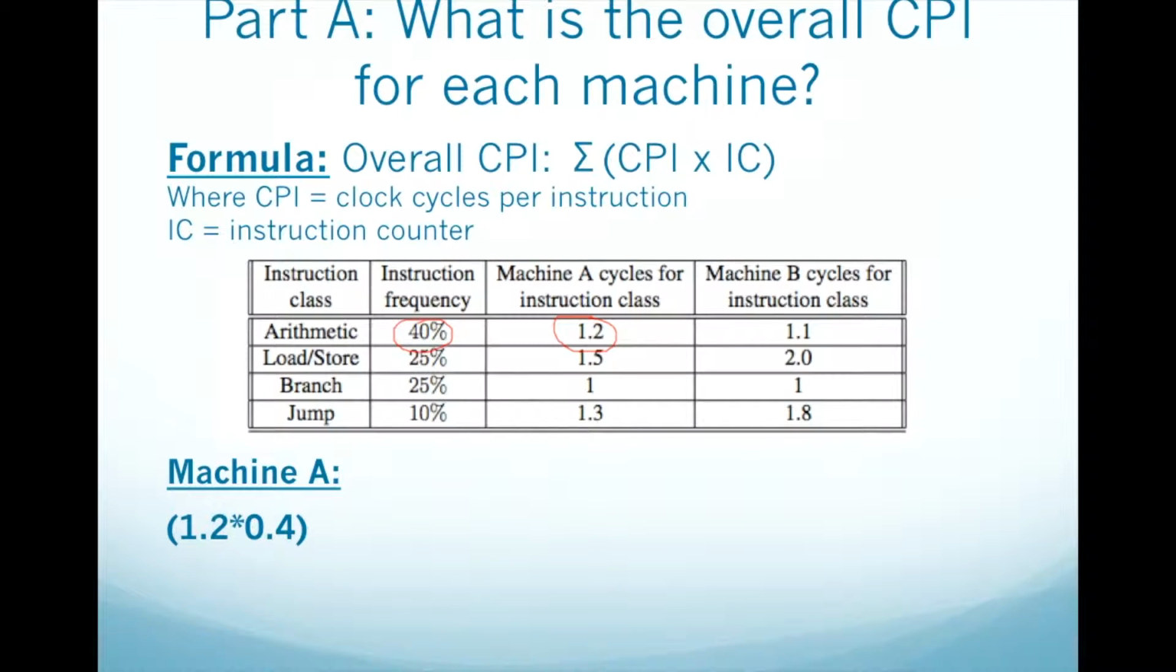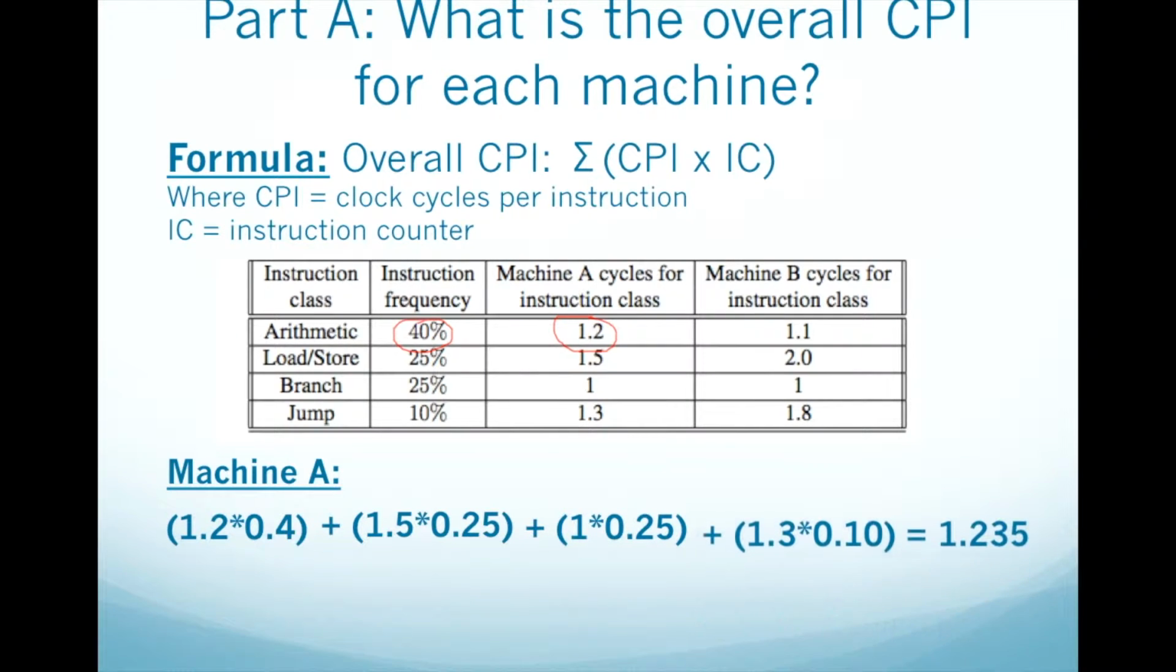You would do 1.2 times 0.4 plus 1.5 times 0.25 plus 1 times 0.25 plus 1.3 times 0.10. And when you add all those up, you get 1.235. So that is the overall CPI for machine A.